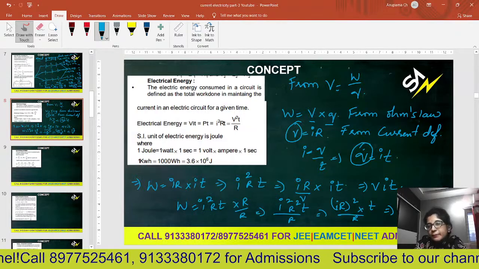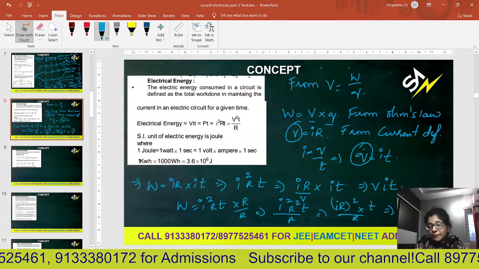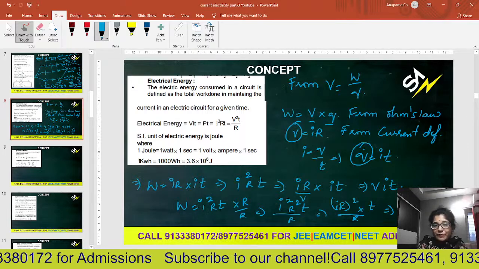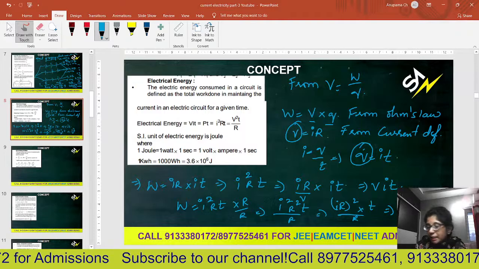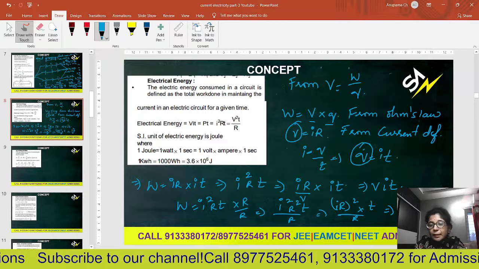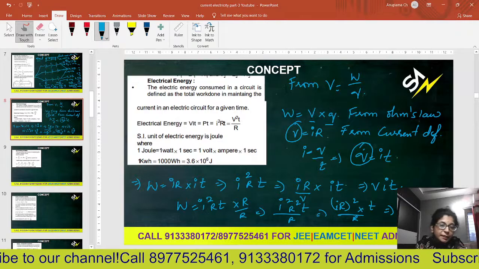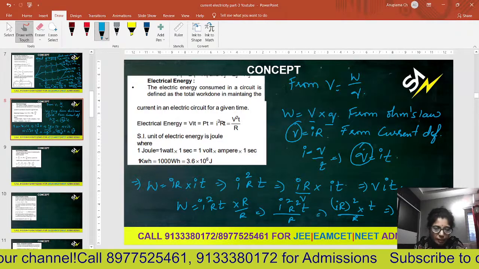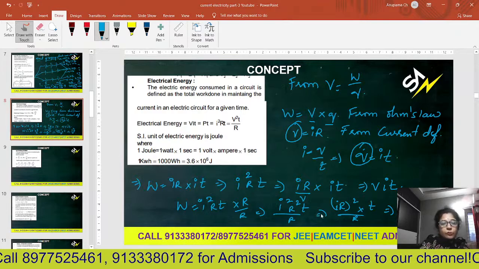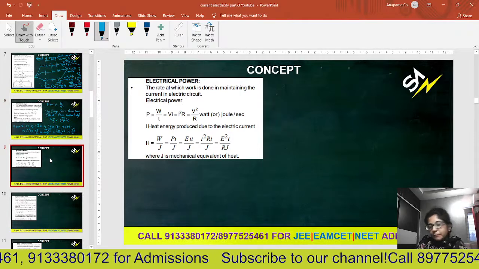Okay. So in this way, you can define work done by transferring the energy from one place to another place, or you can also define work done by the electrical energy consumed by the circuit. Now from this work done formula, you can say that work is completely dependent upon the flow of current. Naturally, the more flow of current, the work done will also be more. Now next we have electrical power.